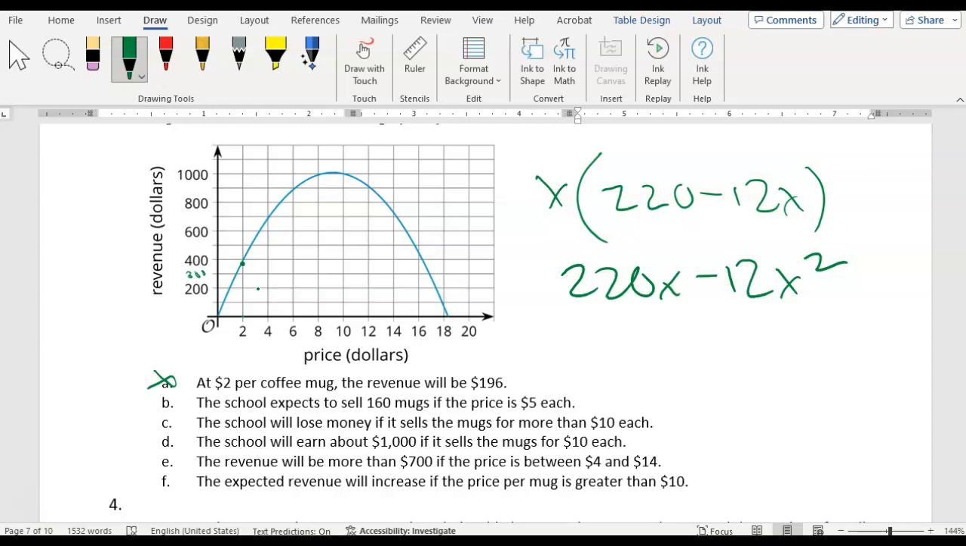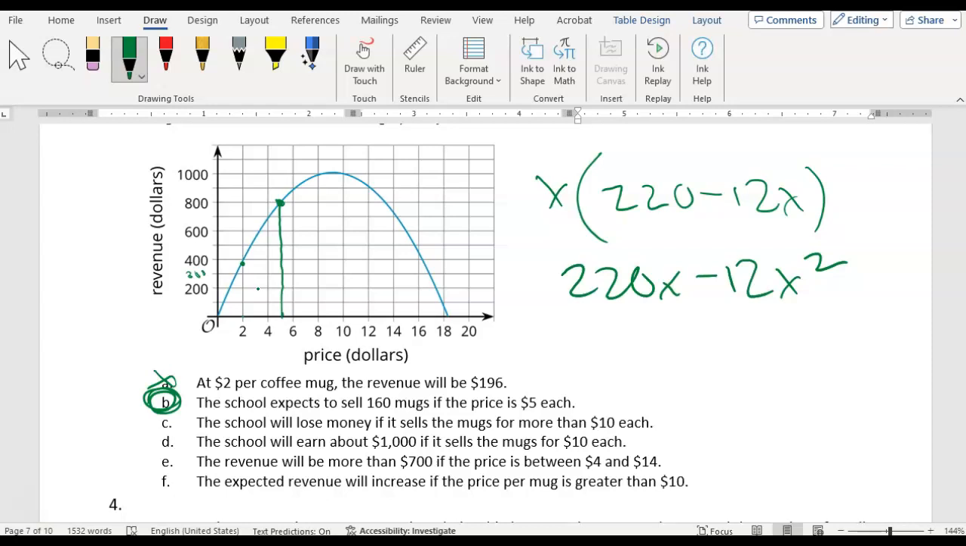That is not true. The school expects to sell 160 mugs if the price is $5 each. So $5 each would put us at $800 in revenue. If we have $800 in revenue, 160 mugs, for $5 we would get 12 times 5 is 60. 220 minus 60 is 160. So that is true. 160 times 5 is 800. And so we can see when we sell mugs at $5, we're at the 800 point here.